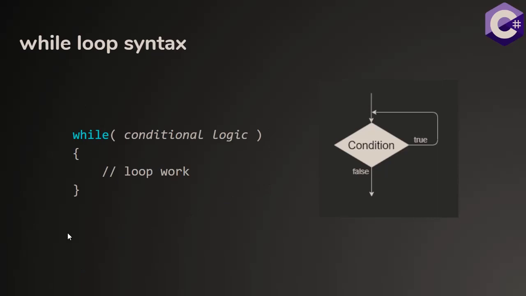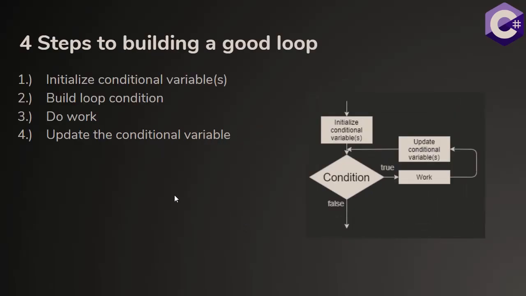Now it's easy to build a loop in C#, but to build a better loop, we need to add some steps. So here I have 4 steps for building a good loop. And then I've modified what the logic block might look like here. So the first step is we want to initialize our conditional variables. Our conditional variables determine whether this condition is true or false. So we need to have some starting values before we test the condition. So we initialize the conditional variables before the loop.